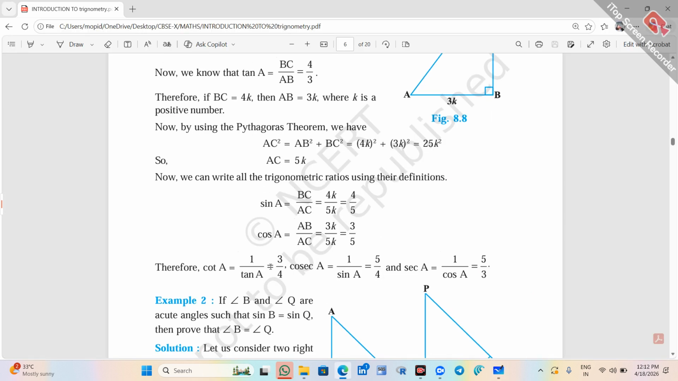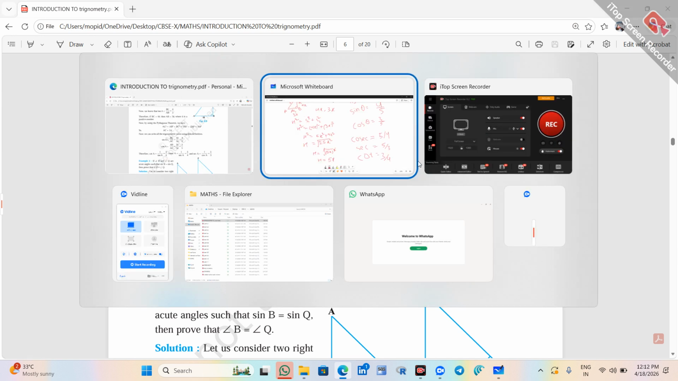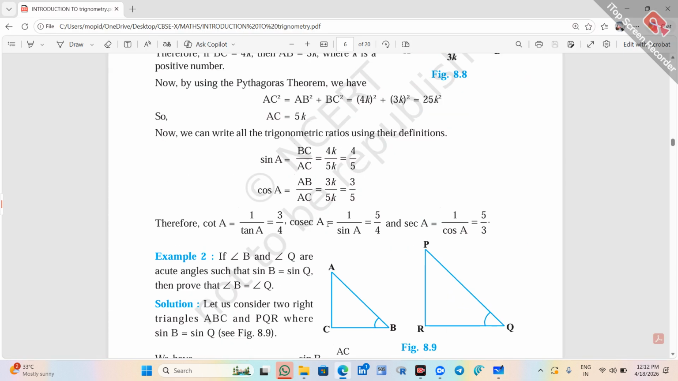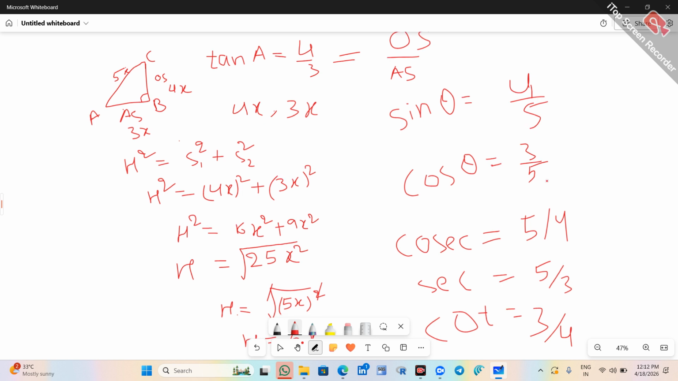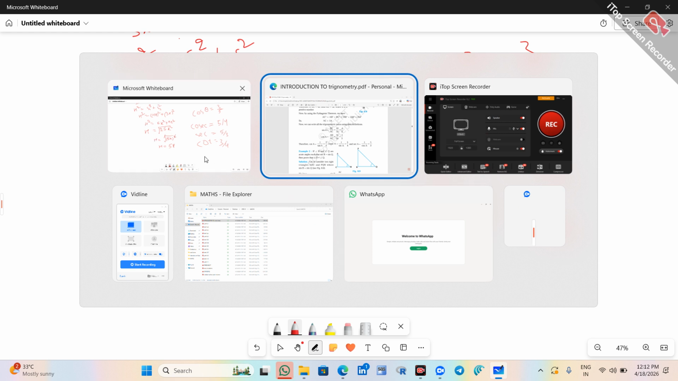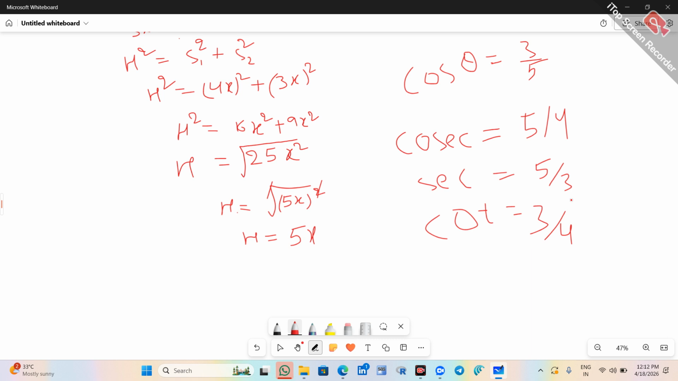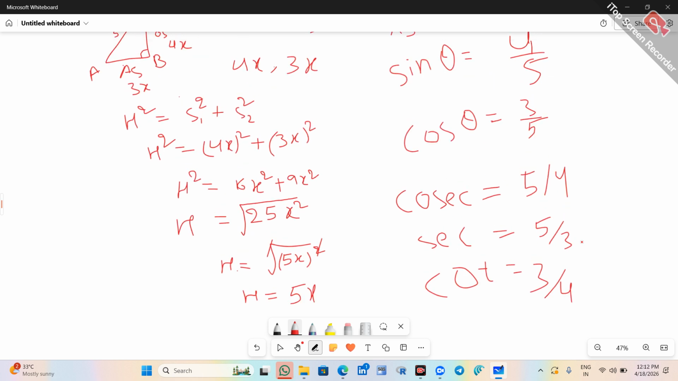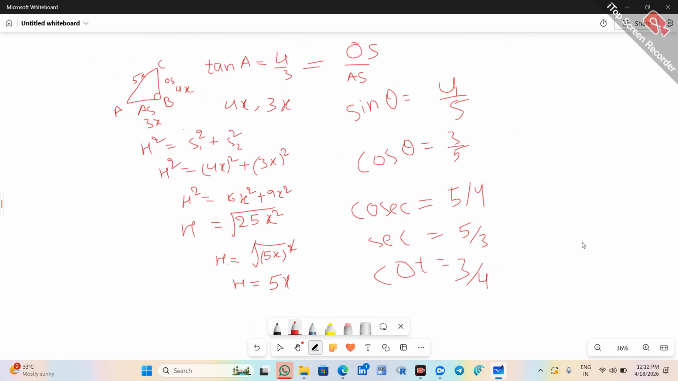Just simple. Let's cross check. Sin theta will be 4/5. Cos theta will be 3/5. Cosecant theta will be 5/4. Secant theta will be 5/3. And cot theta will be 3/4. Yeah, this is how we solve the problem.